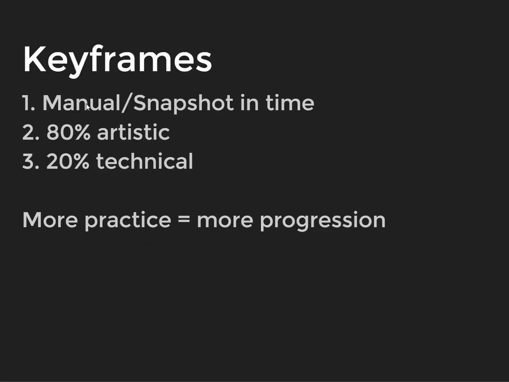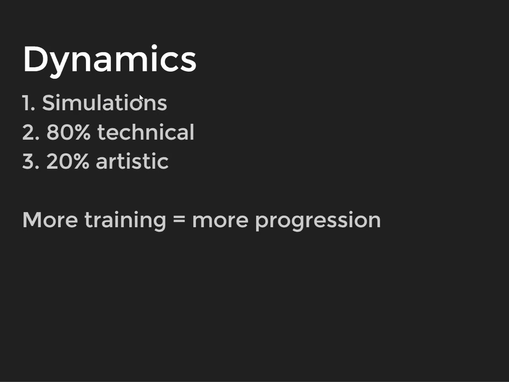Keyframes, you can think of them as just manual snapshots in time. That's all we are. We're essentially just taking an object and saying, hey, be on this frame at this point in time. From a learning curve perspective, keyframe animation is going to be 80% artistic and 20% technical. So it's basically going to be more practice equals more progression. There's not a lot of software training when it comes to keyframe animation. Dynamic simulations, particles, explosions, that kind of stuff, is going to be the exact opposite in terms of learning curve. It's going to be 80% technical and 20% artistic. So basically, the more training you do, the more you're going to progress.